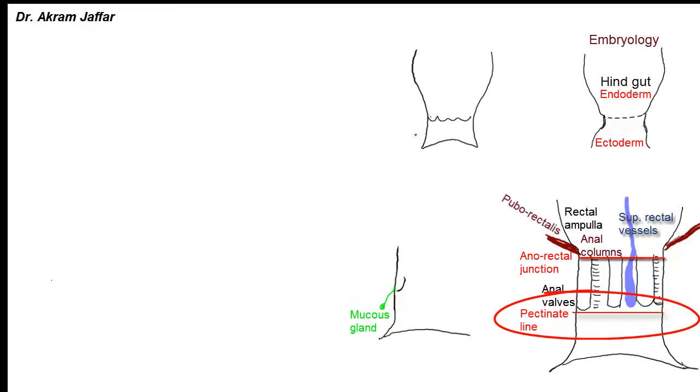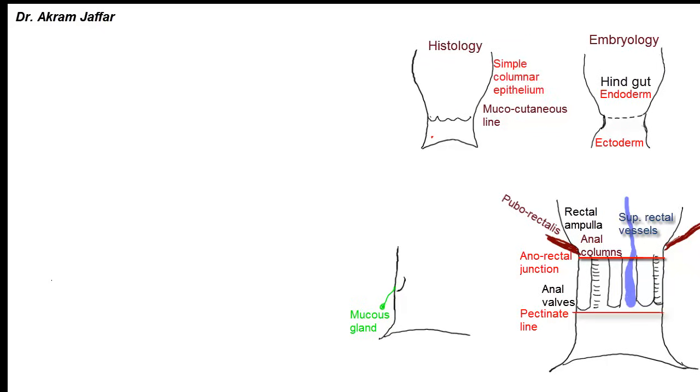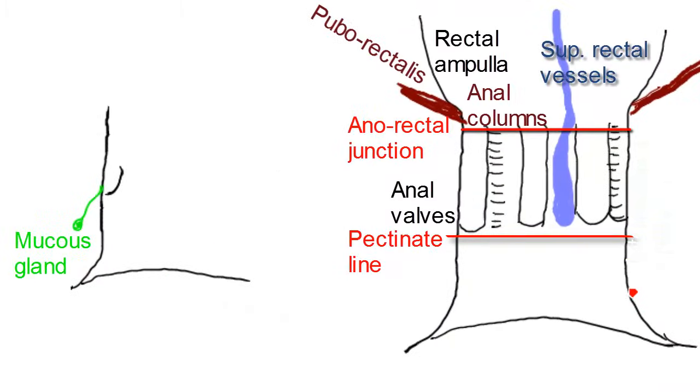The pectinate line is also called the mucocutaneous line because the lining epithelium above the pectinate line is columnar epithelium. It is similar to that of the rectum, and the epithelium below the pectinate line is made of stratified squamous epithelium. The anal canal is related to sphincters, the external anal sphincter and the internal anal sphincter.